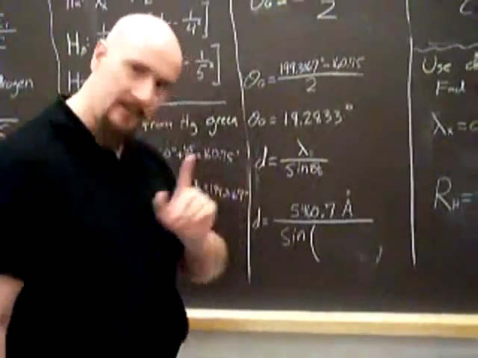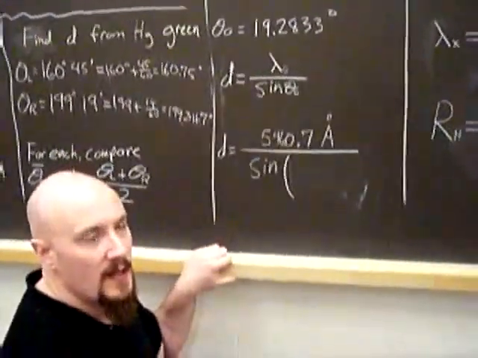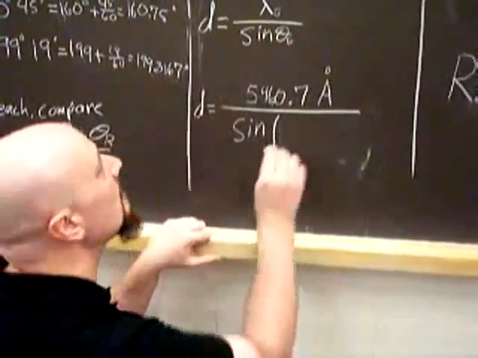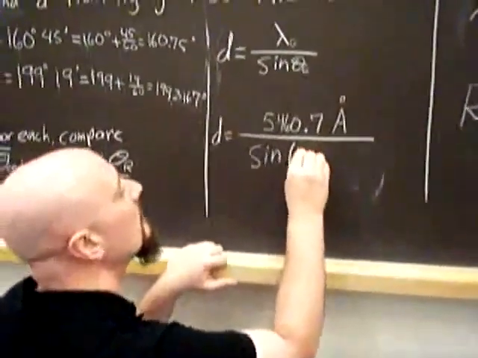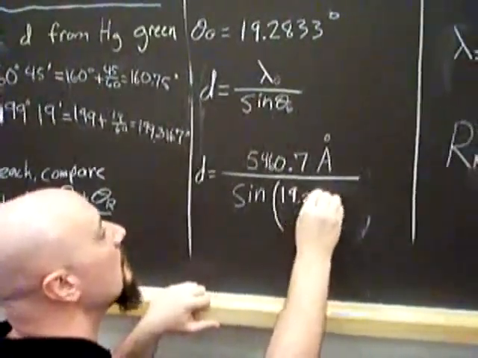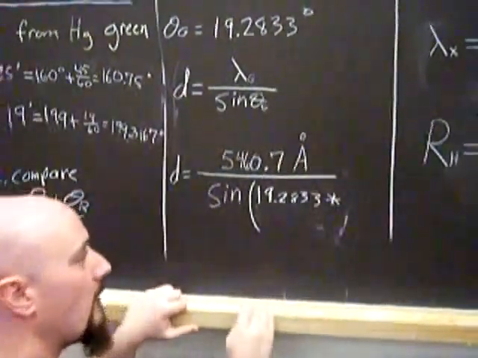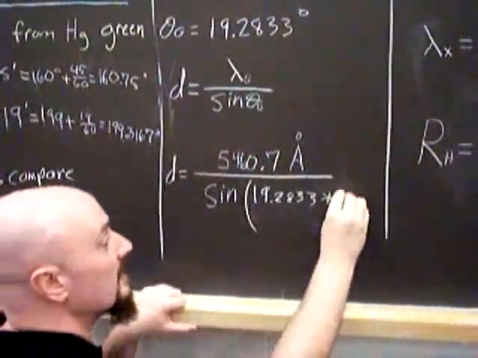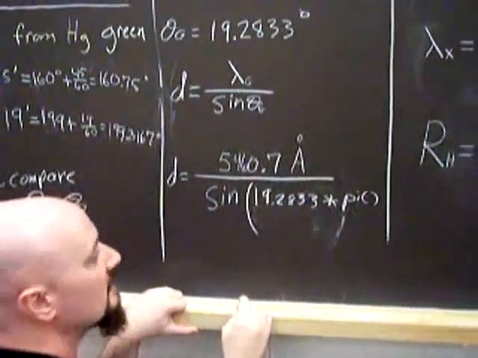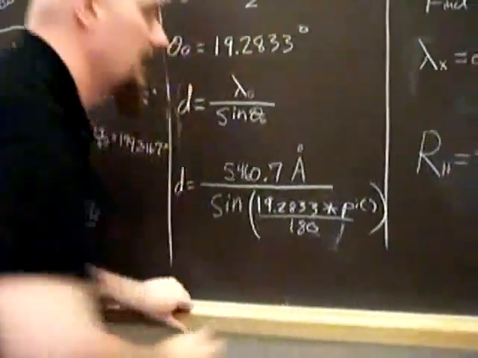But we have to be careful. Just a little note, we are using Excel. And in Excel, if you take a trig function, it needs to be in radians. So just a reminder, we need to change to radians if we're putting it into Excel. So this is how you put it into Excel. 19.2833, we need to multiply this by pi and divide by 180. So in Excel, it's pi, open, close parentheses, and then divide by 180.